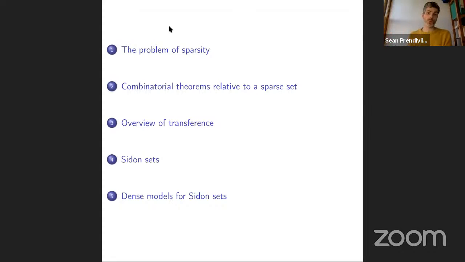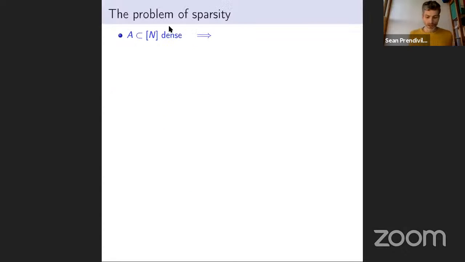Our previous methods won't apply to this level of sparsity, so we need to develop some new tools, and that tool will be the transference principle. So why is sparsity a problem? We've already shown in lecture 2 that dense sets of integers contain 3-term progressions. That's Roth's theorem.